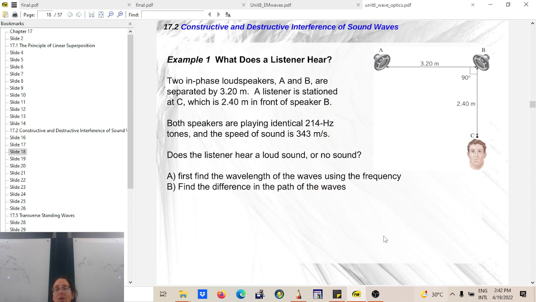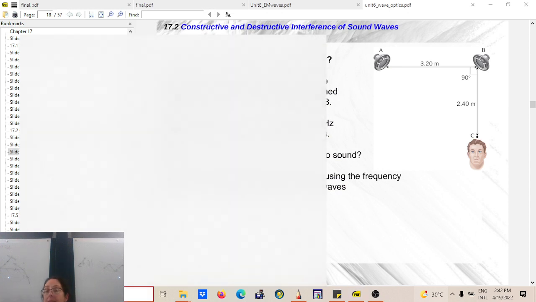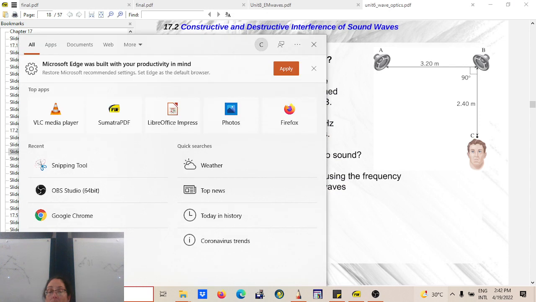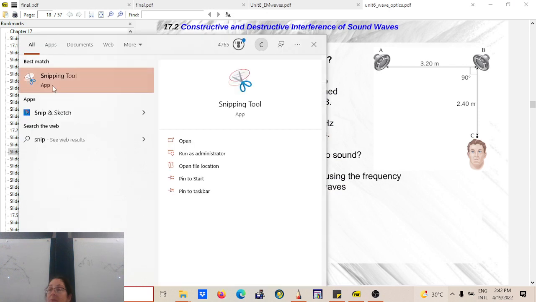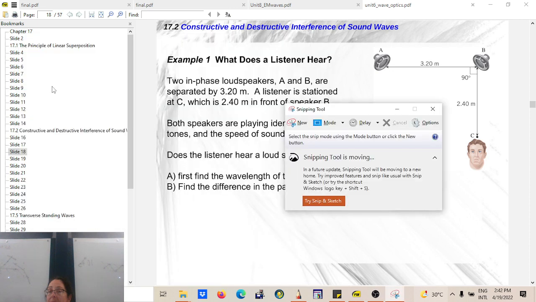1.6 is the wavelength. So one wavelength away, it's constructive. Oh, okay. 1.5 will be mixed. So it's not super loud. It's not no sound. It's in the middle, because it will add each other.